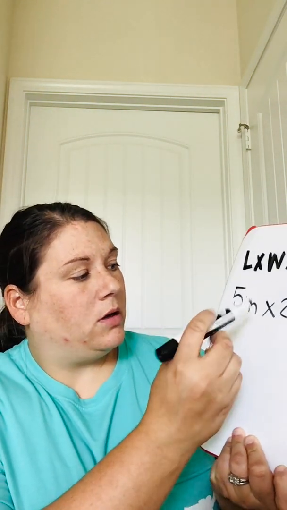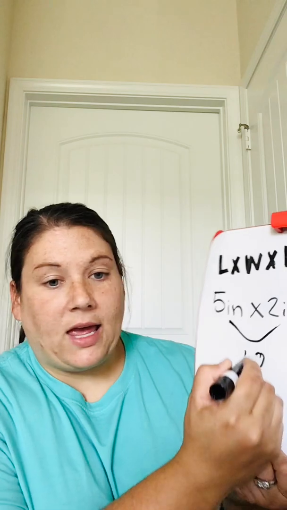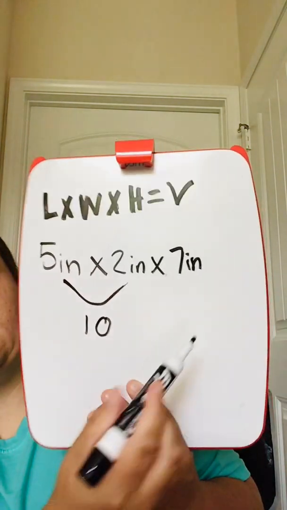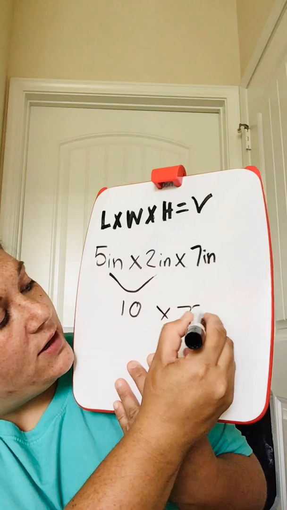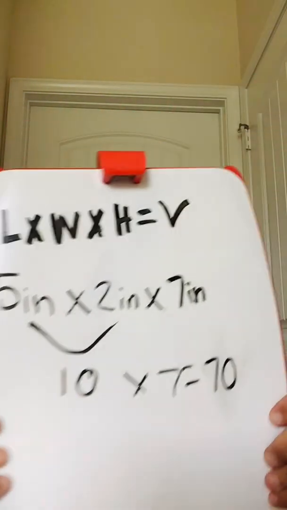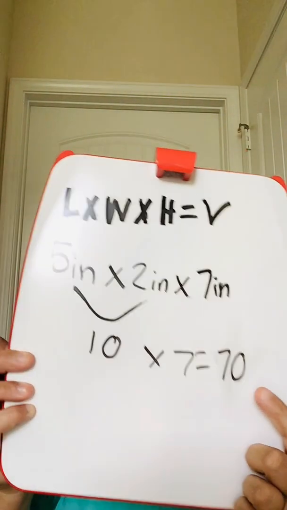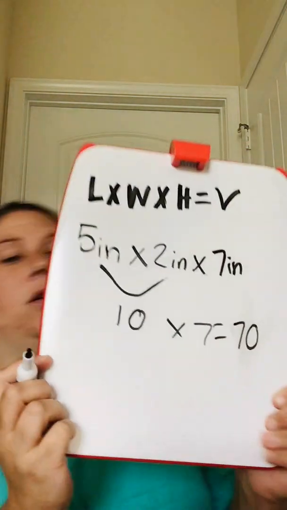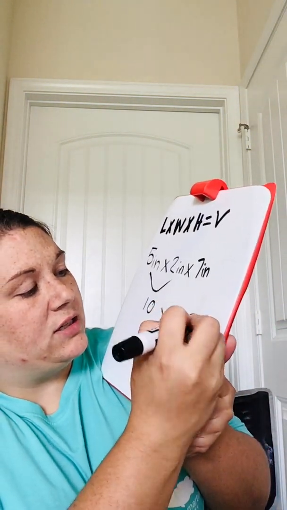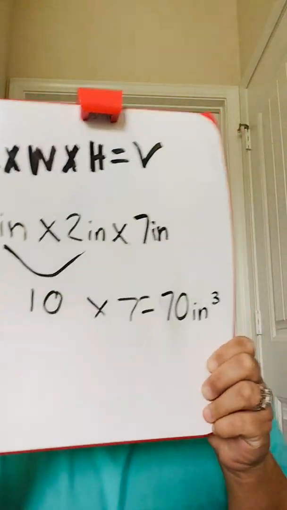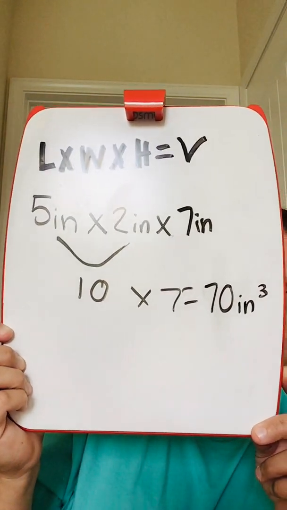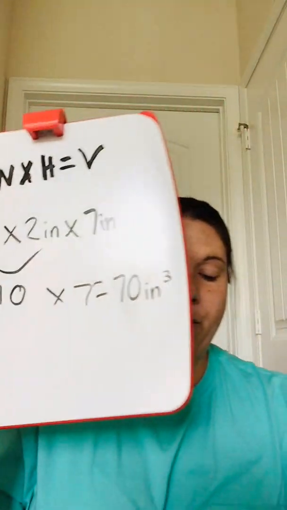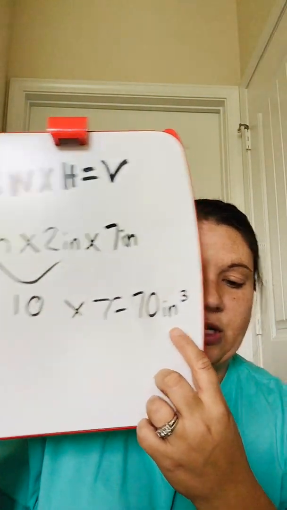So let's work it out. 5 times 2 is 10, and 10 times 7 is 70. So 70. So we need to put inches here. So since we had inches 3 times, we're going to put 70 inches to the 3rd power. So you're going to write it like that. So our volume for box 1 was 70 inches, okay?